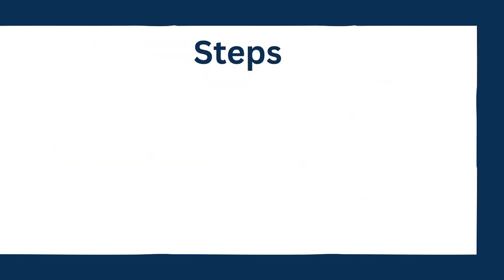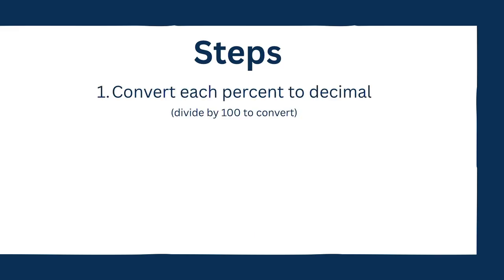Alright, so the question is, what are the steps to finding a percent? Well, simple. Starting off with the very first step, you want to convert each percent to a decimal. To do this, we want to divide by 100 to convert. So when you have a percentage number, like for example, 2% or 3%, we're going to turn that into a decimal by dividing by 100.